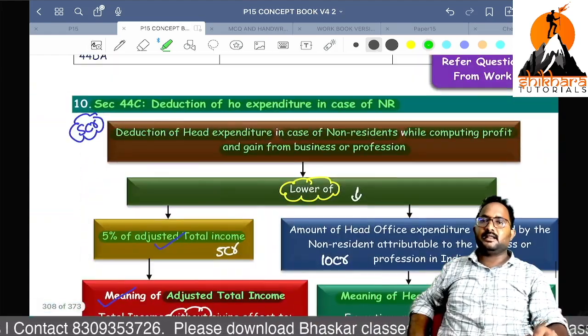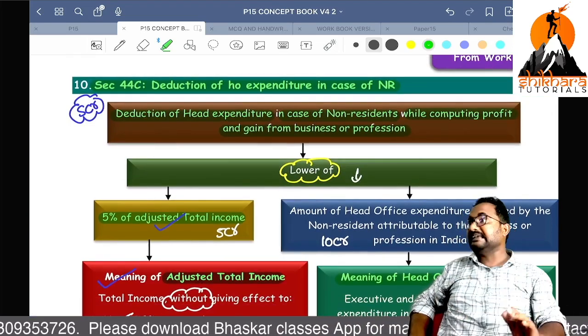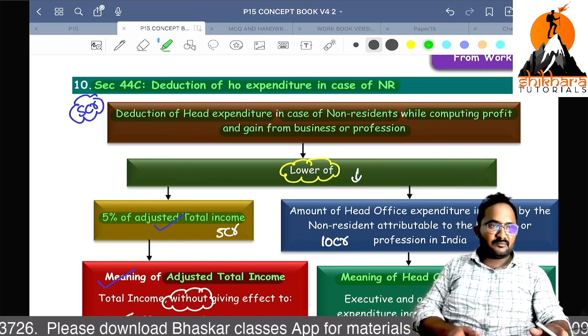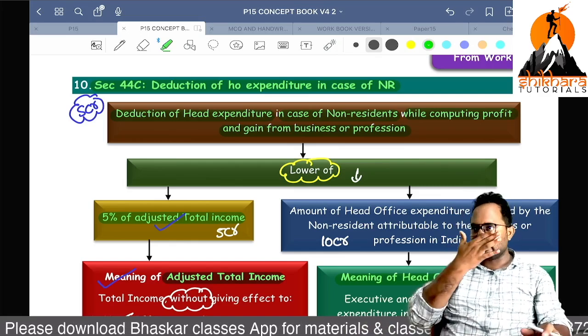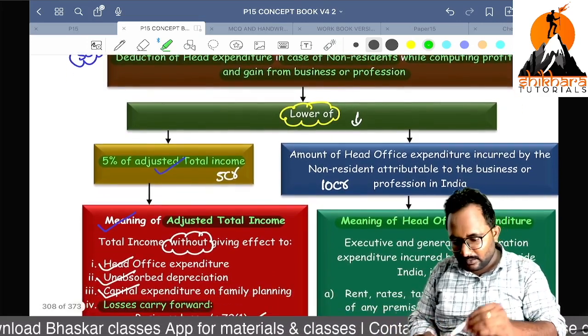In your study material, there are a lot of mistakes in this provision. Ignore all those things. The ICMA study material has some mistakes in this provision. Please ignore that. This is the correct thing. I have taken this from the CA materials. Okay. Now, question number.